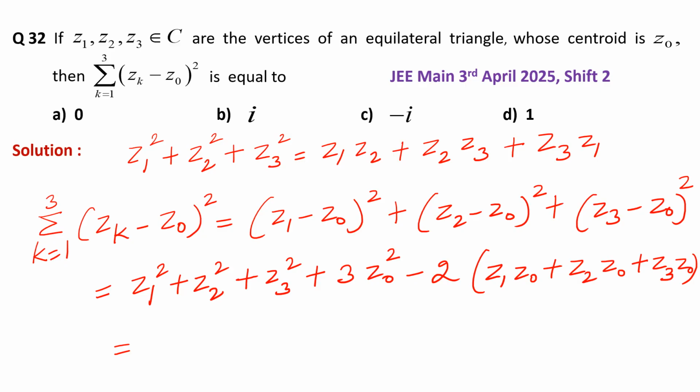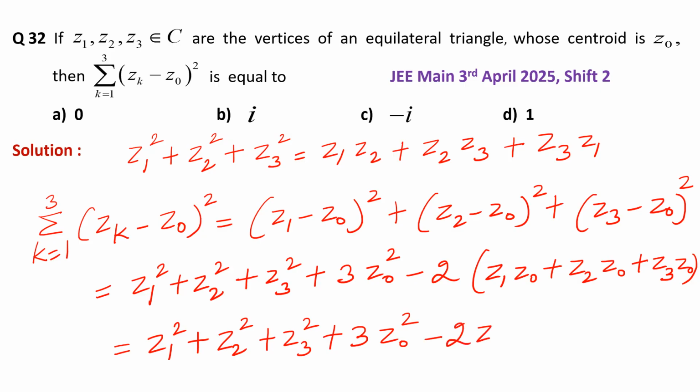Right? Now students, this can further be written as Z1 square plus Z2 square plus Z3 square plus 3 into Z0 square minus 2 into, I am taking out Z0 common, and inside the bracket we will have Z1 plus Z2 plus Z3. Right? Now students, we move further.